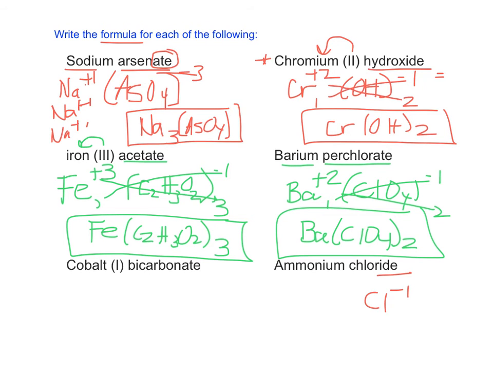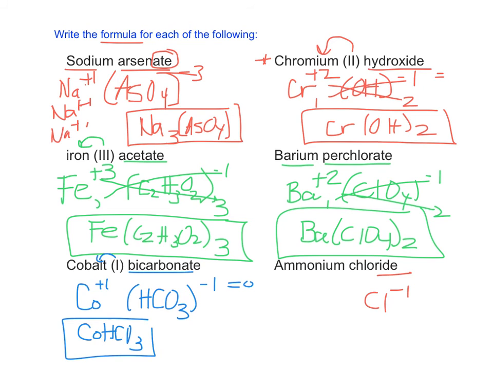Okay, 2 more. Cobalt 1 bicarbonate. Capital C, little o, +1 charge. Bicarbonate. On the back of your periodic table, you also might see hydrogen carbonate. Those are synonymous to one another, so you could see either one. That's HCO3 with a -1 charge. Love when this happens. Our charge is already balanced, so you just need 1 of each. So I'm going to let go of the parentheses, and here is cobalt 1 bicarbonate.